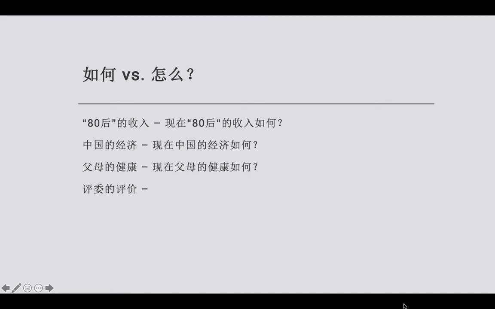Yes, 现在评委的评价如何？And as we have said here, you can use 怎么样 instead of 如何. For example, 现在中国的经济怎么样？现在父母的健康怎么样？现在评委的评价怎么样？But pay attention, you cannot use 怎么 at the end of the sentence.